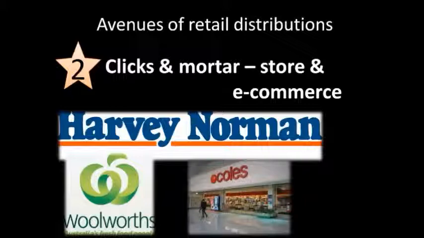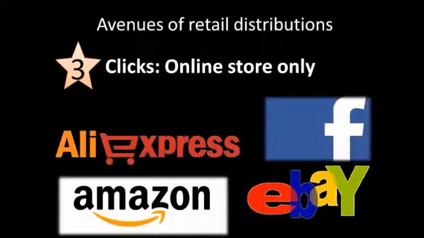There are clicks and mortar stores. Clicks and mortar refer to businesses with physical stores as well as a virtual presence. Some prominent examples of real-world corporations which exchange products online are Harvey Norman, Coles, Woolworths, etc. And then there are just clicks. These refer to e-tailers with a virtual world presence only, no physical store. Examples of this are eBay, Amazon, AliExpress, and sales made via social media networking sites.